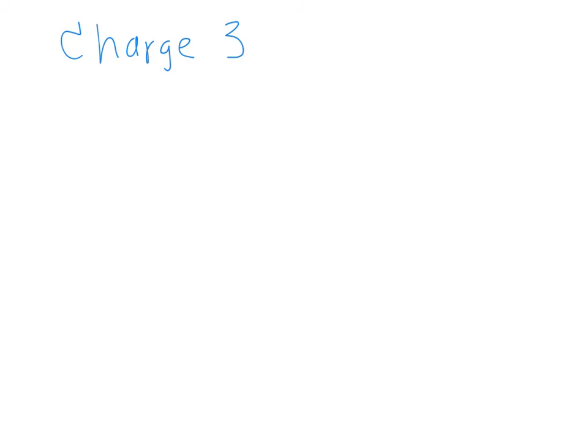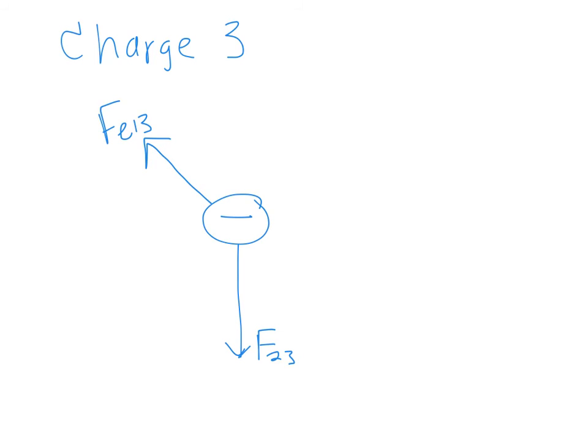Charge 3 is negative. It's got a negative 2 directly above it, so the force between 2 and 3 will point down, and then it's attracted to charge 1. And this is the force between 1 and 3, so it points in that direction. And again, we know this is a 45-degree angle because of the isosceles triangle.